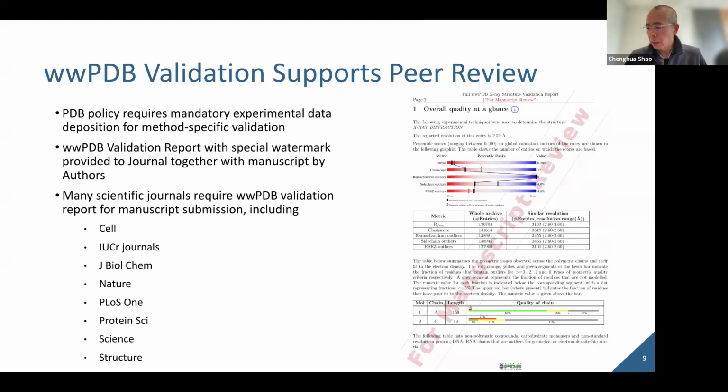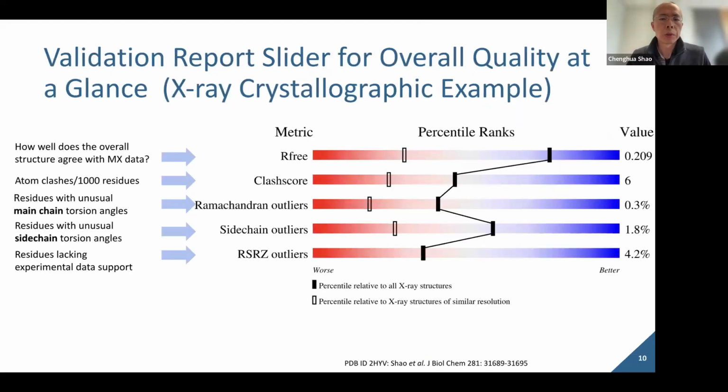PDB requires experimental data deposition so that structural quality can be assessed against experimental data. The wwPDB validation report helps the journal during the peer review process, and is therefore required by many journals, such as those listed here. Here's an example of the report at the start, with a summary of the structures and validation sliders right on the top. Then it goes into the details from different perspectives. To start, I'll introduce the sliders, which according to the survey, most of the audience today will review.